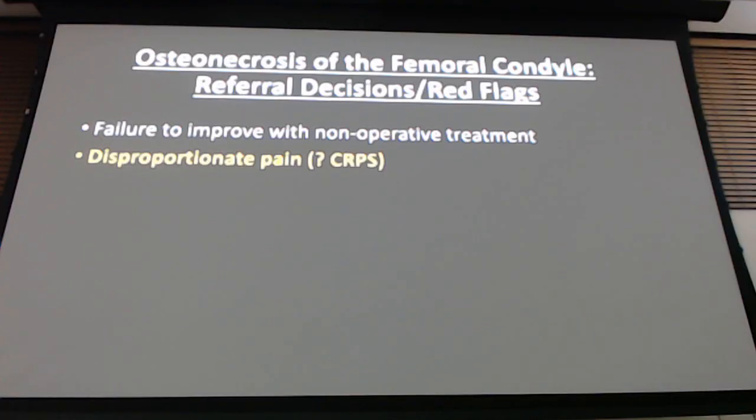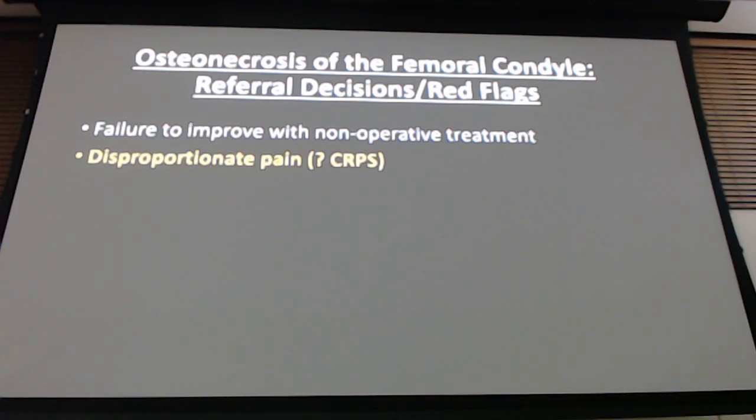Okay, so referral decisions, red flags: failure to improve with non-operative treatment. I will tell you, when you guys get into this in clinic and you have somebody with this condition, you will refer this, I promise you. But if for some reason you hold on to them because you're in an employed environment or just in a remote environment, like in the summer where I was, failure to improve with non-operative treatment, they're just not getting better. So you have to elevate.